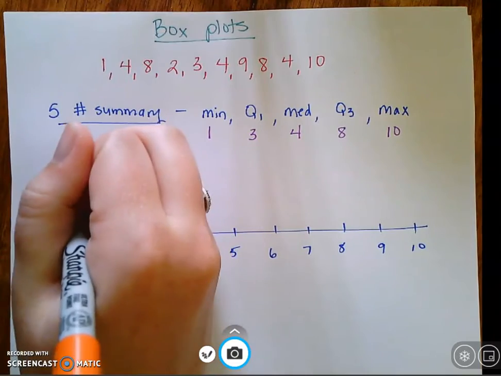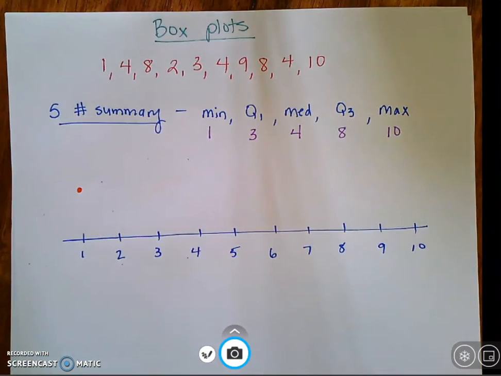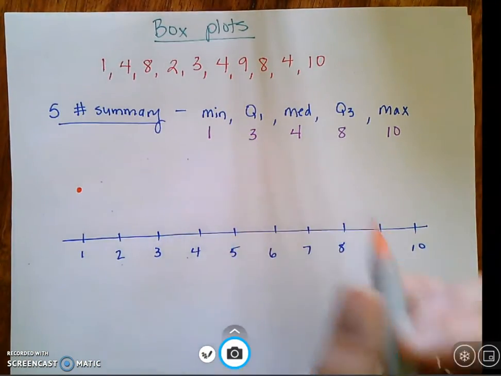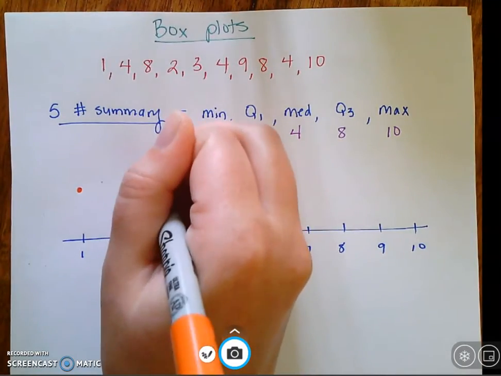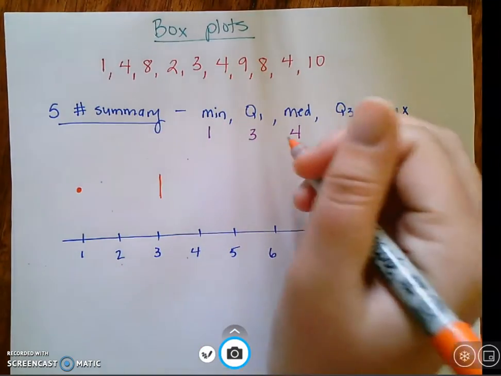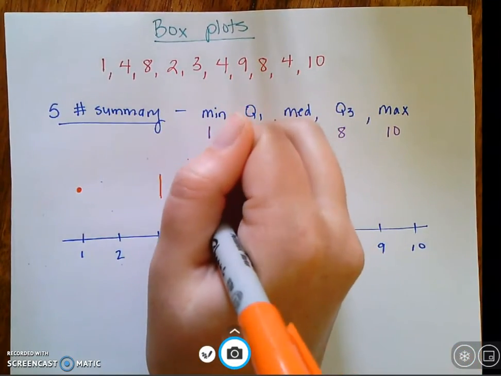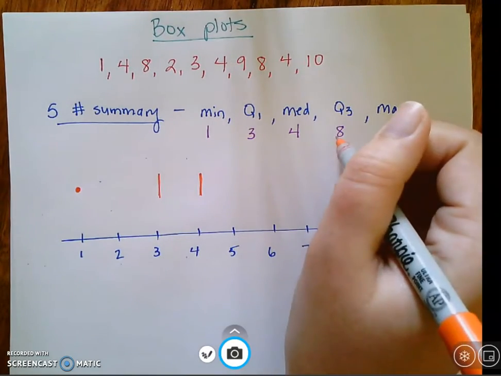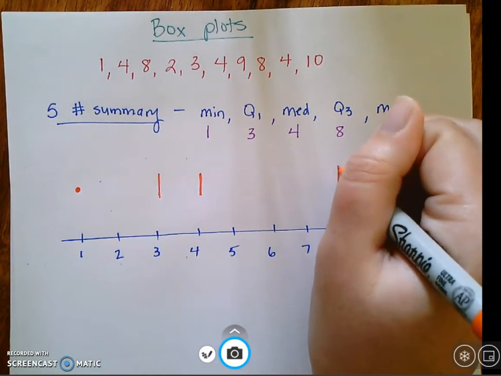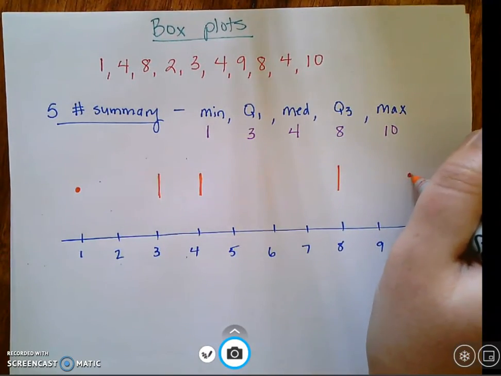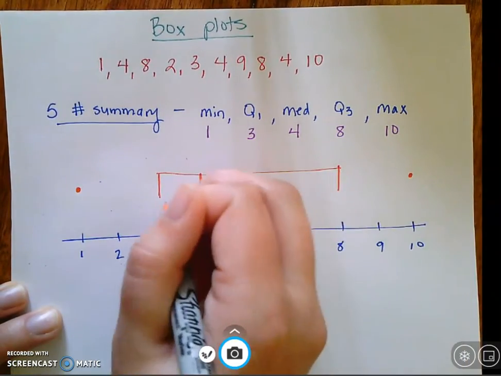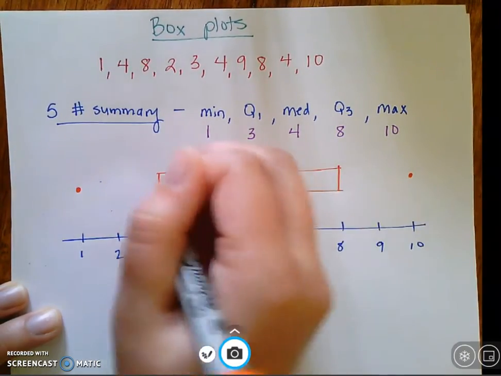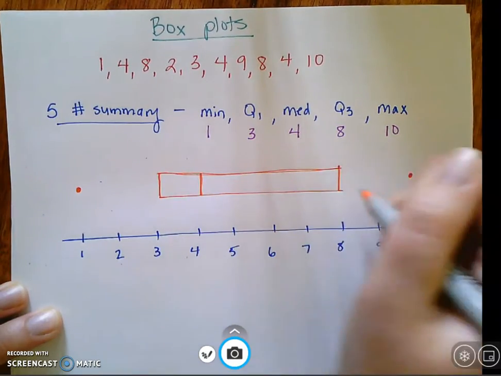my minimum gets a dot. Q1 gets a line. So minimum was at 1. My Q1's at 3, so it gets a straight line. Median's at 4, it also gets a straight line. Q3's at 8, it gets a straight line. And maximum's at 10, it gets a dot. So this is how it looks. Sounds a little crooked, but it's okay.